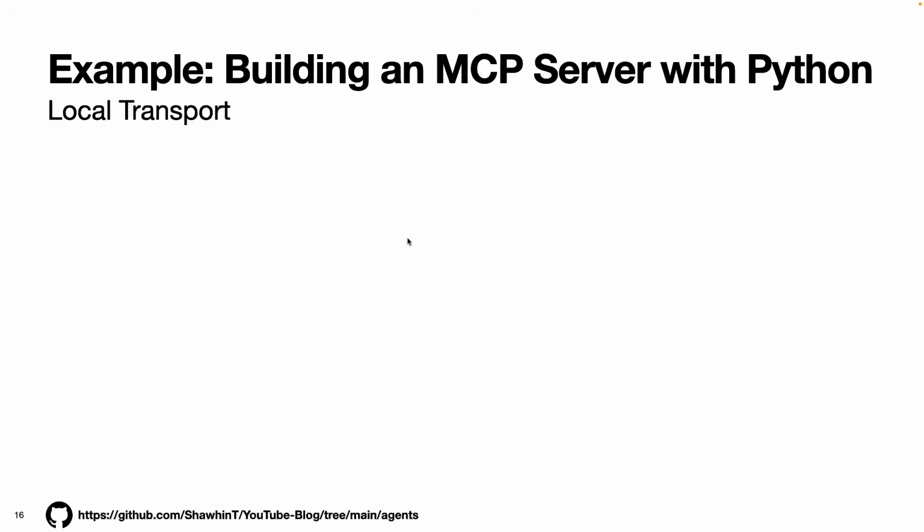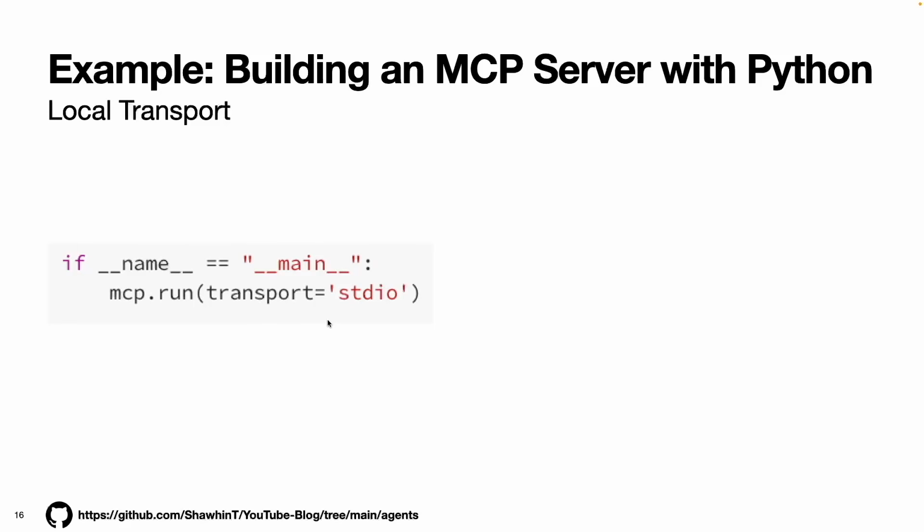Now that we've created the prompts, resources, and tools, we'll need to set up the transport mechanism. Here I'll just do the standard IO, and then we can add this at the end of our Python script so that when we run it, it'll spin up the MCP server. So we're using this .run method, and then we're specifying transport as standard IO.